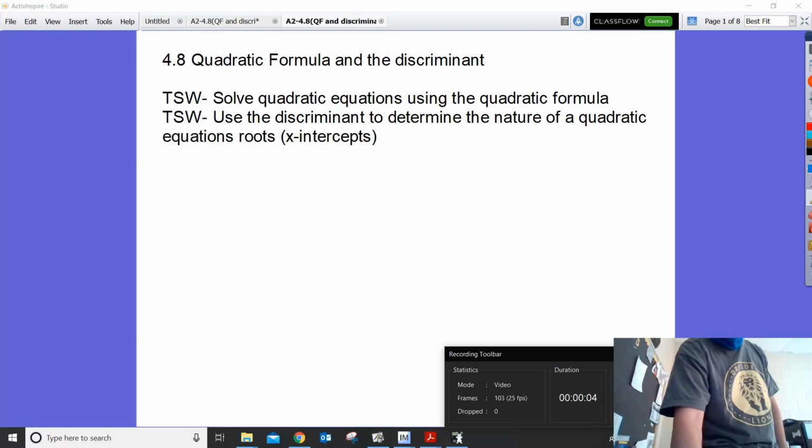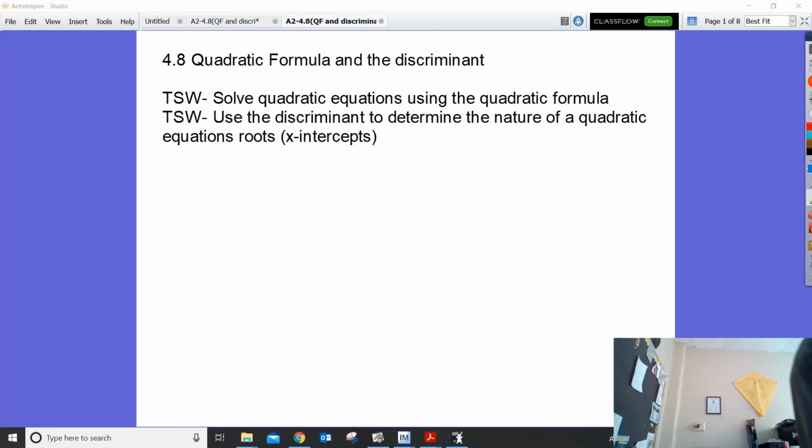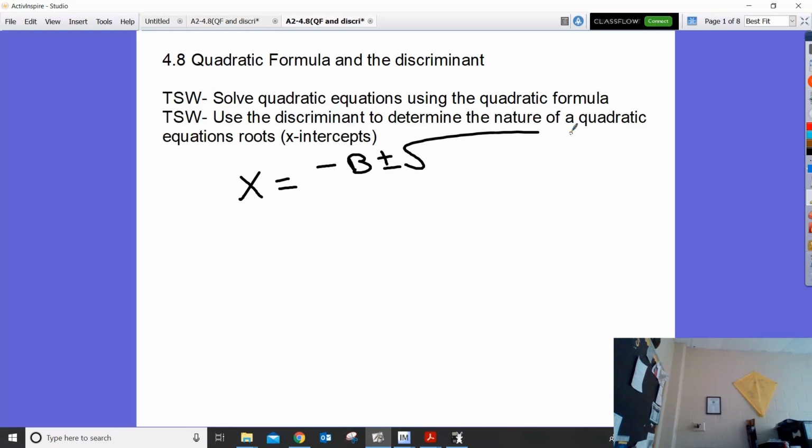Are you recording? Cool. Anybody know the quadratic formula? Plus or minus. No, that's the square root. Garrett, can you say the quadratic formula for us? I know that. X equals negative b plus or minus the square root of b squared minus 4ac, all over 2a.